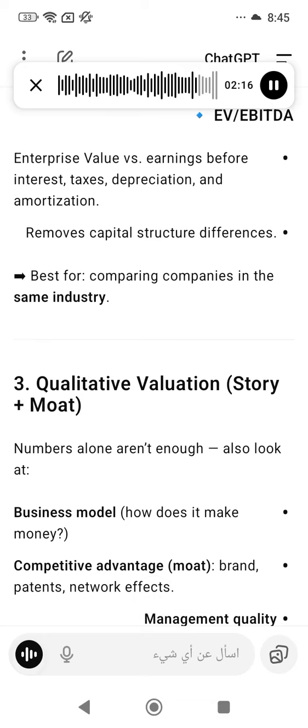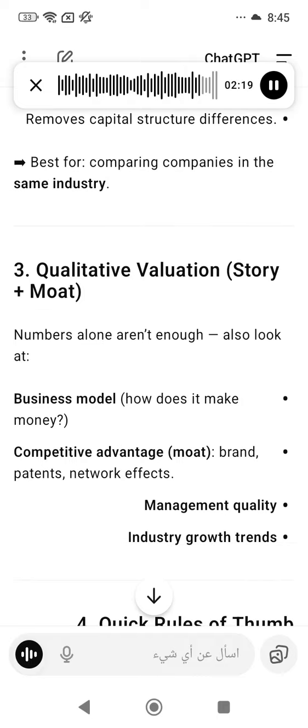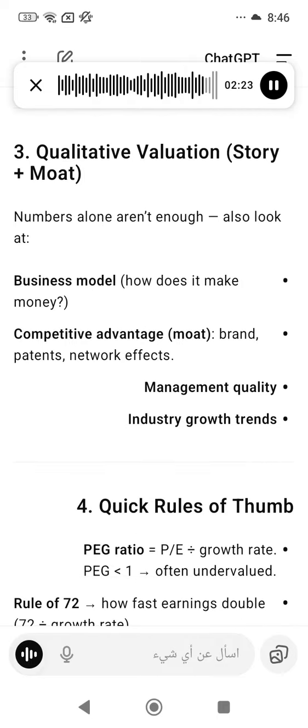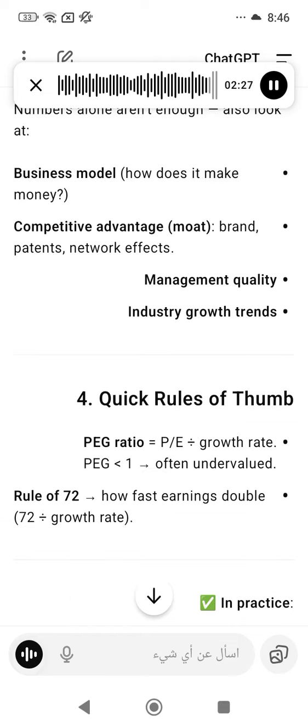In practice, analysts usually combine methods. For a growth stock, focus on DCF and PS. For a dividend stock, DDM and PE. For a bank, asset-heavy stock, PB and EV/EBITDA.